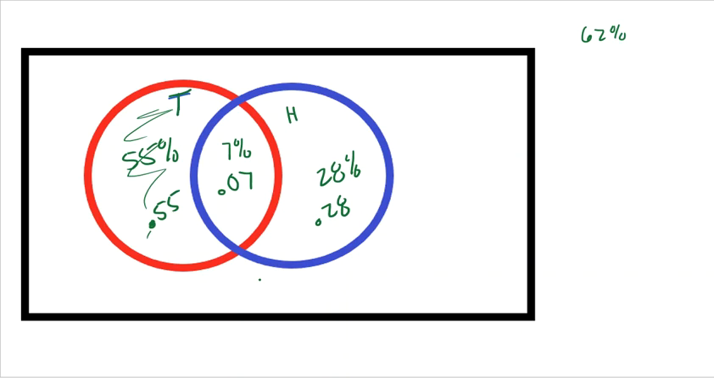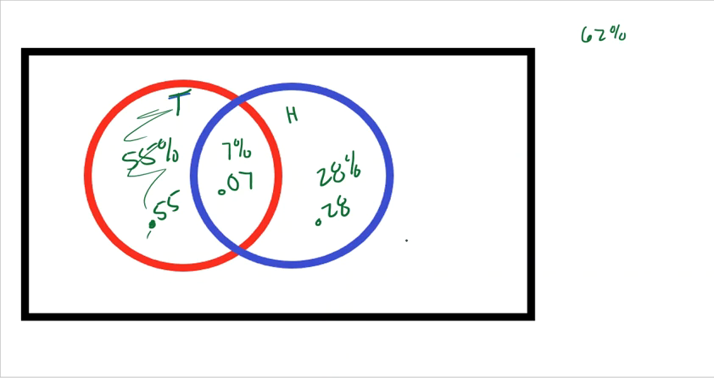If all you're doing is saying turkey, hey, who has turkey on their table? You're looking at the 62% total in that red circle. Hey, do you have ham? It's 35% total in the blue circle. But then when you start to be more specific, hey, do you have both ham and turkey? That's the 7% in the middle. Do you have turkey, but no ham? That's the 55%. Ham, but no turkey, that's the 28%.